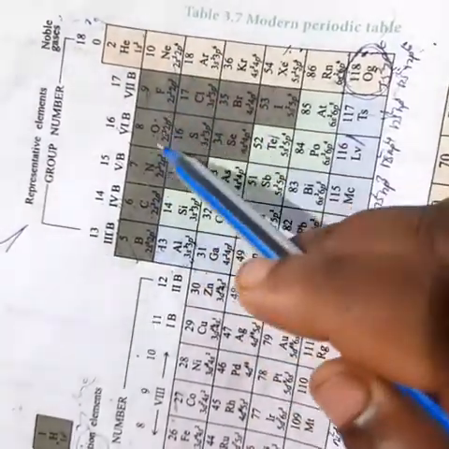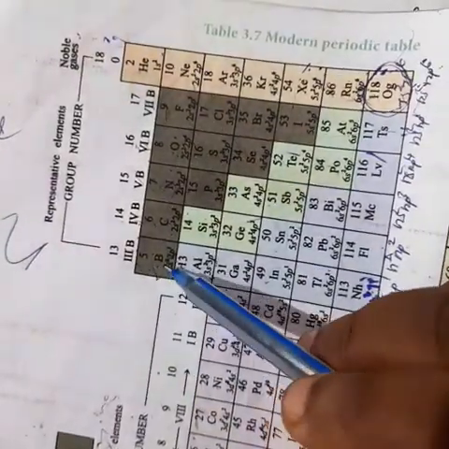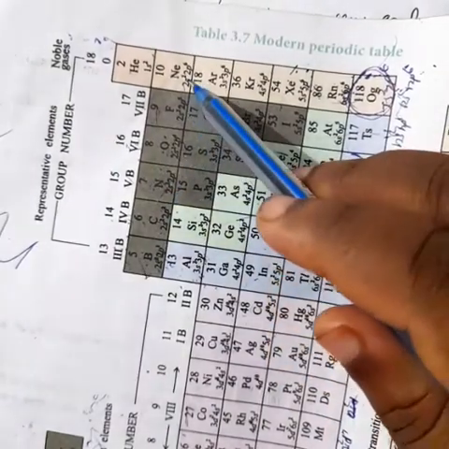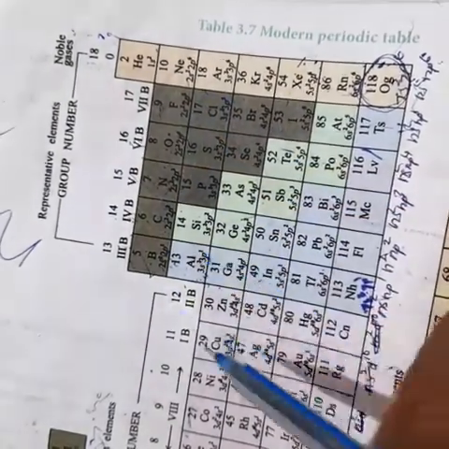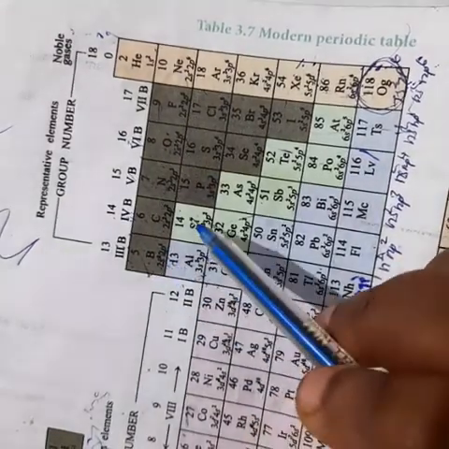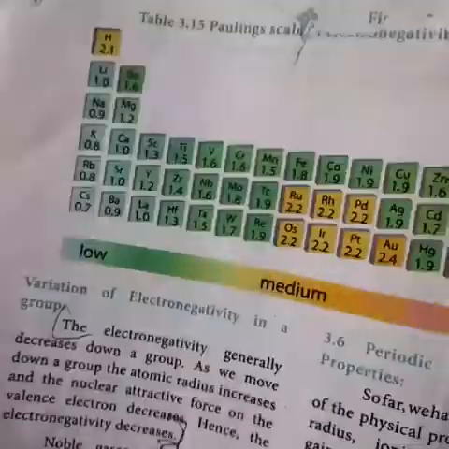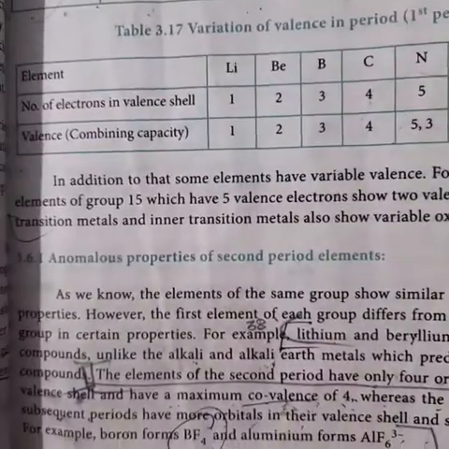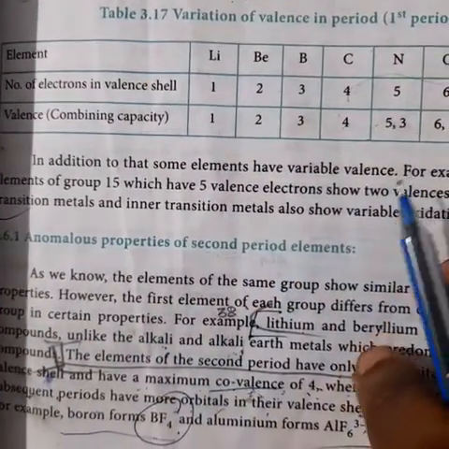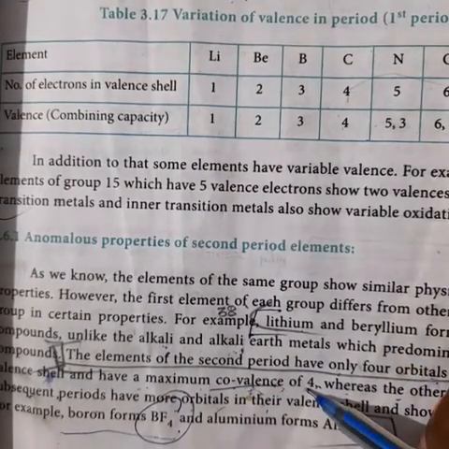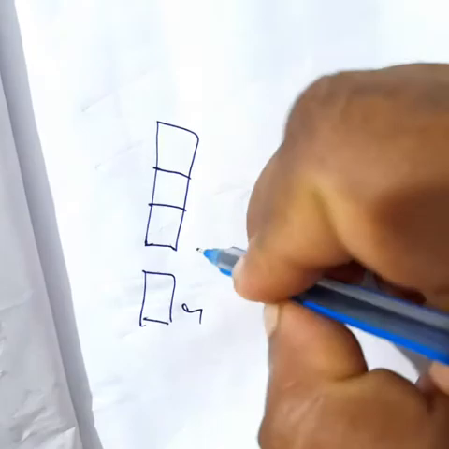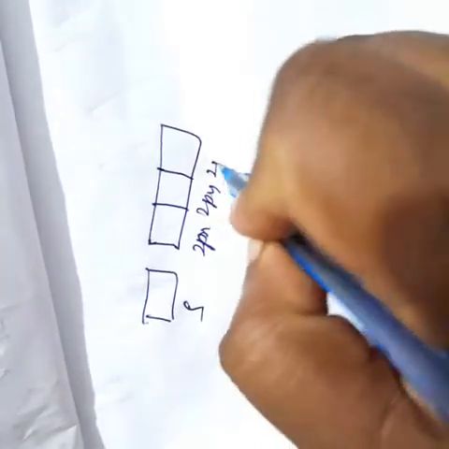For example, lithium, beryllium, boron, carbon, nitrogen, oxygen, fluorine, neon. All the second period elements have only 2s and 2p orbitals in the outermost shell, the valence shell, and have the maximum covalence of 4. You know this: one s orbital and 3 p orbitals, 2px, 2py and 2pz. Totally how many orbitals are here? Totally 4: 1, 2, 3, 4.